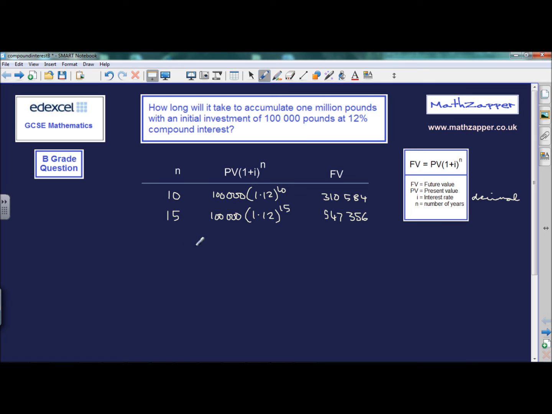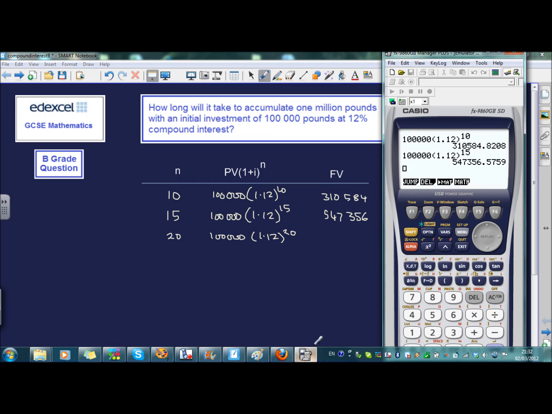So another 5 years onto that, I think. Let's go for a 20-year investment. As we said before, it's always going to be 100,000 initial investment, and it's always going to be 1.12 in this case. But the thing that changes is the index, which is 20 now.